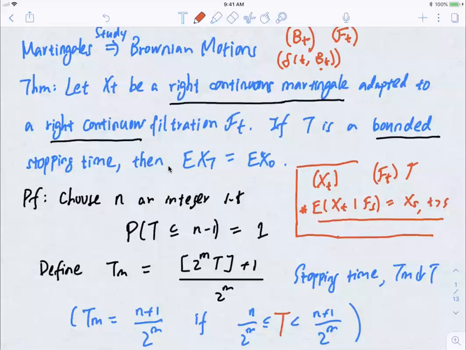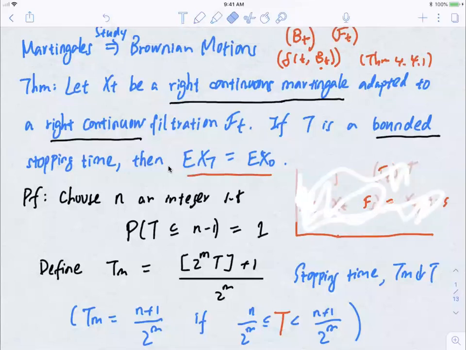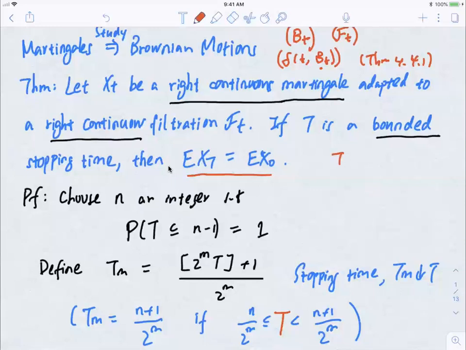Okay, so let's say the first result. We have the same counterpart for discrete time, I believe Theorem 4.1. It basically says that if we have a stopping time T, then E[XT] equals E[X0]. For simplicity, we can extend later, but we assume T is a bounded stopping time. Bounded means there exists an integer n such that, almost surely, T is bounded by the integer n. For a bounded stopping time, we have this.